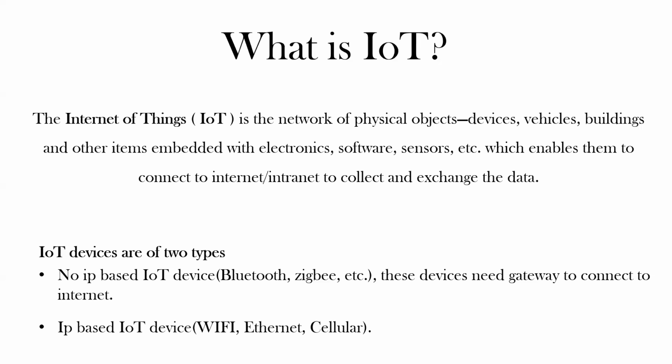And another one is the IP-based IoT devices. These are, for example, ESP32, Raspberry Pi Pico. They have their own Wi-Fi capability using which they are able to get connected to your router, and through which they can directly connect to the cloud and exchange their data with the cloud.